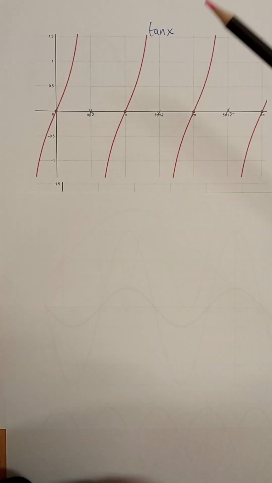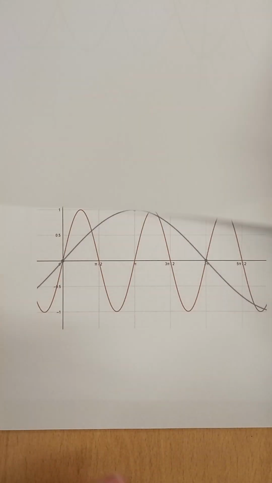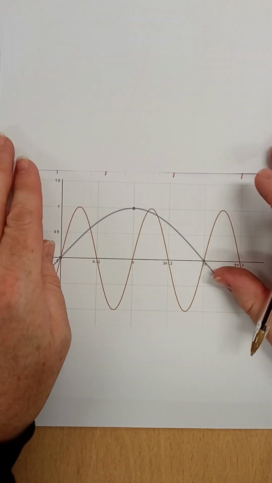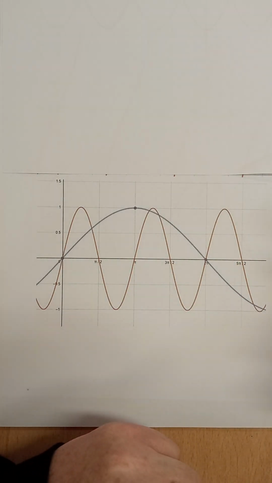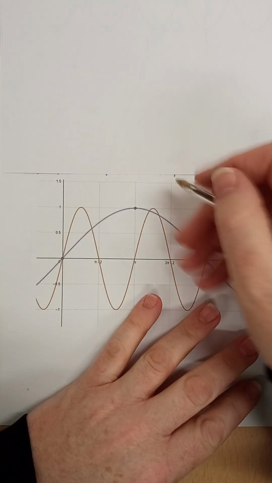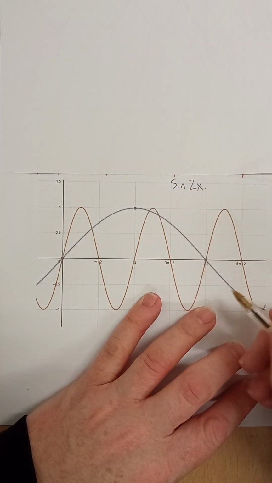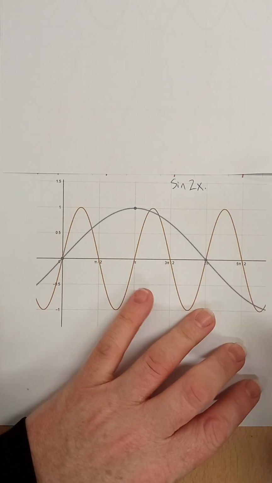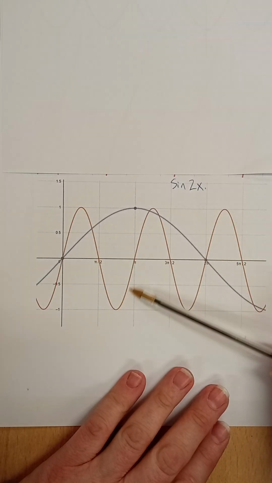So let's have a look at what happens when we move these a little bit. So let's introduce some numbers now. So the first number I'm going to look at is what happens when I put a number in front of the x value. So remember, instead of sine x now, I'm going to go sine 2x. Okay, so this orange one represents the sine of 2x.